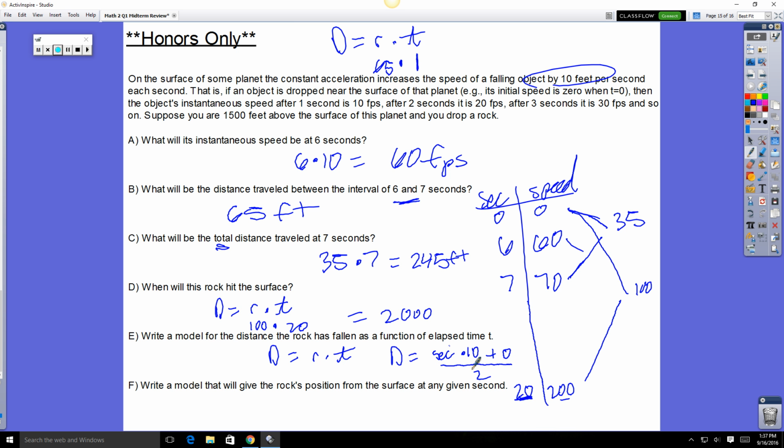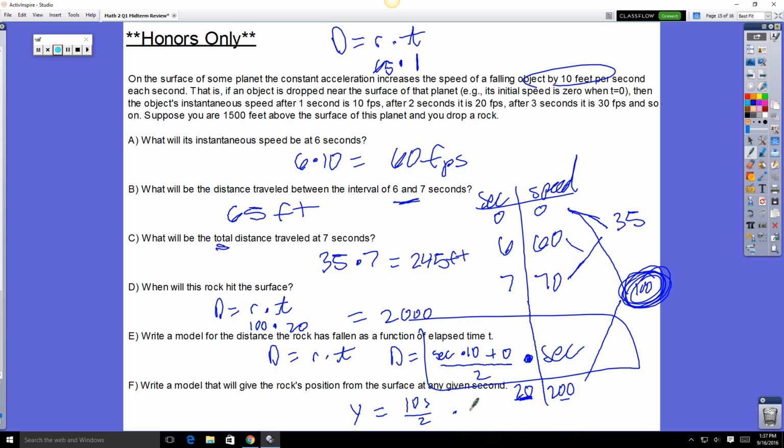So that will be your speed. We took that 200 and 0 and found the average is 100, and then we did 100 times 20 because it was in the air for 20 seconds. So now you have to times it by how long it's in the air, whatever your seconds is. So this is it right here, which is y equals 10s divided by 2 times s, which is 5s squared. 5 times the seconds squared. That will give you the distance.